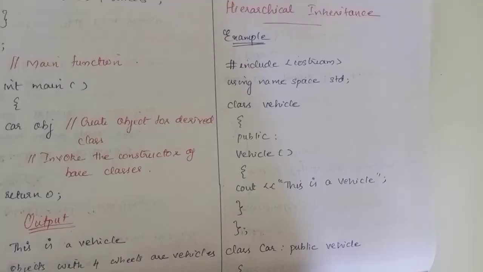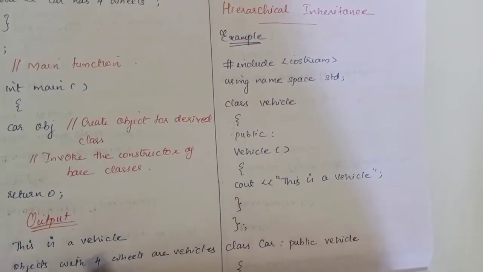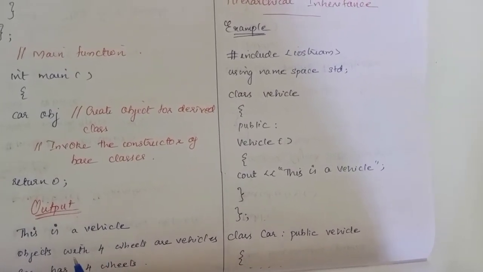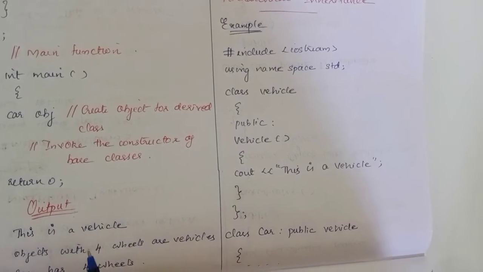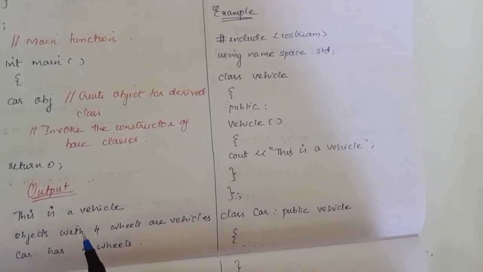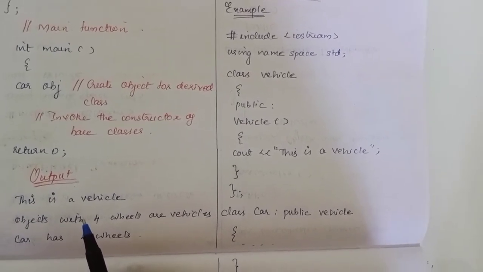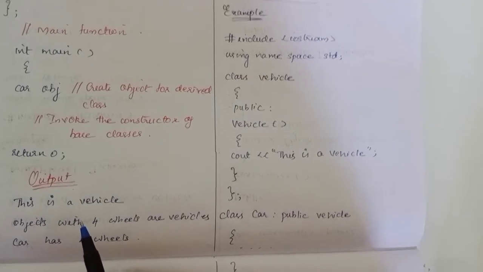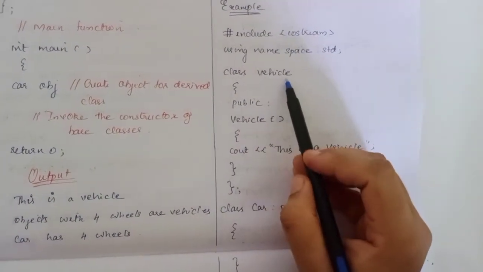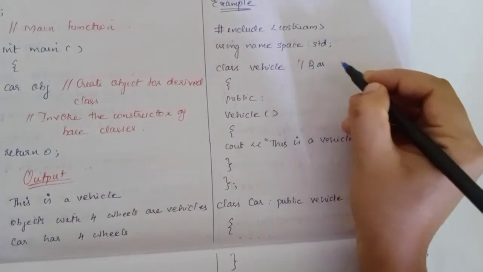Okay. The next one is hierarchical inheritance. In hierarchical inheritance, there is only one base class, but it can have any number of derived classes. The opposite of multiple inheritance. So see this example. Here class vehicle is the base class.